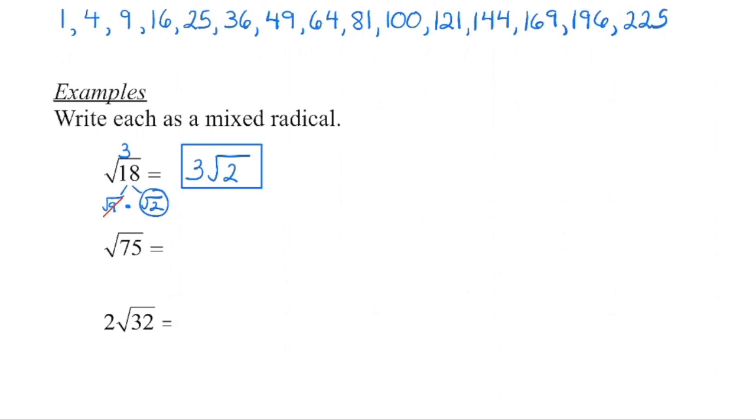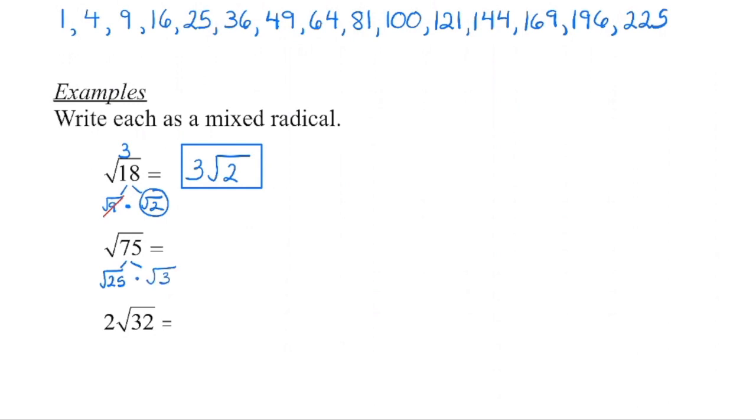Our next one, we have a radicand of 75. 75 is between 64 and 81, so we're looking for the largest number that will divide evenly into 75. So 64 will not divide evenly, nor will 49, nor will 36, but 25 will. So we can split this up into the square root of 25, and then 75 divided by 25 is 3.